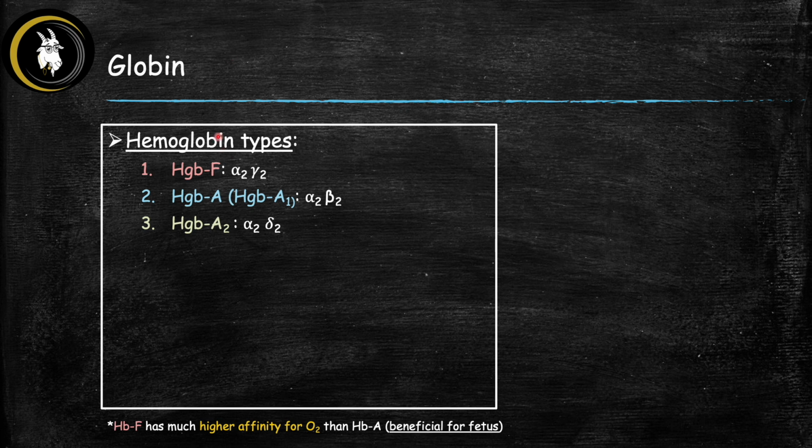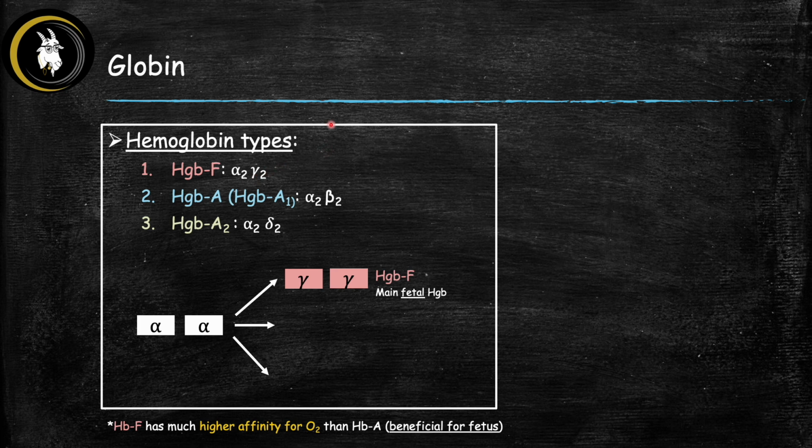So in humans, there are normally 3 types of hemoglobin. They all have 4 subunits. 2 of them are always going to be alpha, and the other 2 are the difference makers. So in fetal hemoglobin, which is hemoglobin F, the 2 alpha chains are paired up with 2 gamma chains, and this is called fetal hemoglobin because it's the main hemoglobin in the fetus. Then we have hemoglobin A, also called hemoglobin A1, and here the 2 alpha chains are paired up with 2 beta chains, and this is called hemoglobin A or A1 because it's the most common type in the adult period.